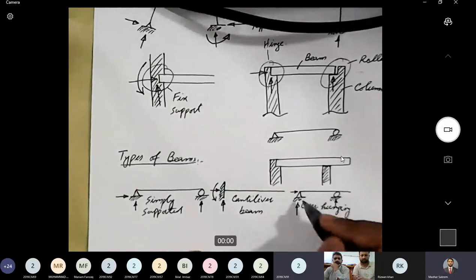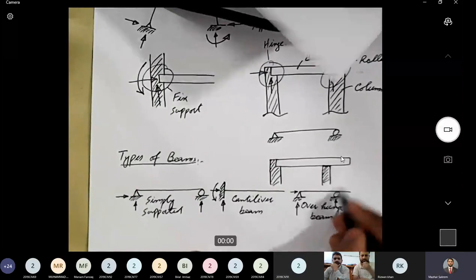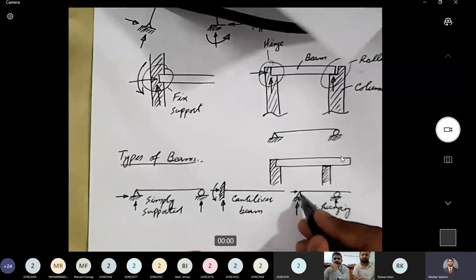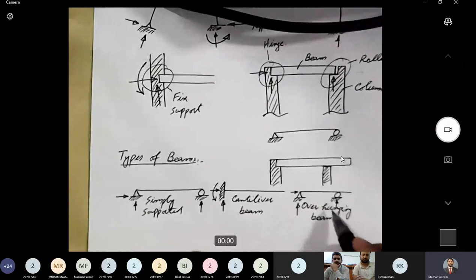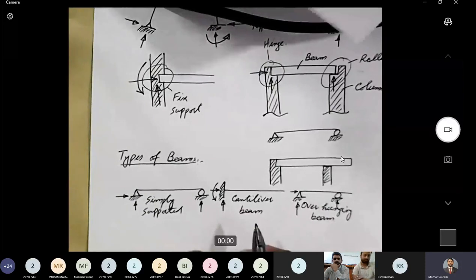Oh yes, hinge support. Yeah. Actually, the point is that there should be one overhanging part. The other support does not matter. Even instead of this hinge support, we might have a fixed support. You're right. Even if we have a fixed support here, this beam will still remain as an overhanging beam. Okay.